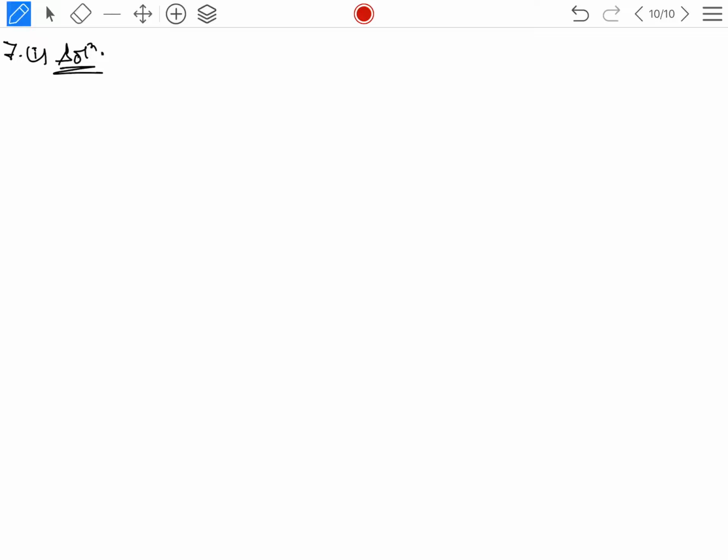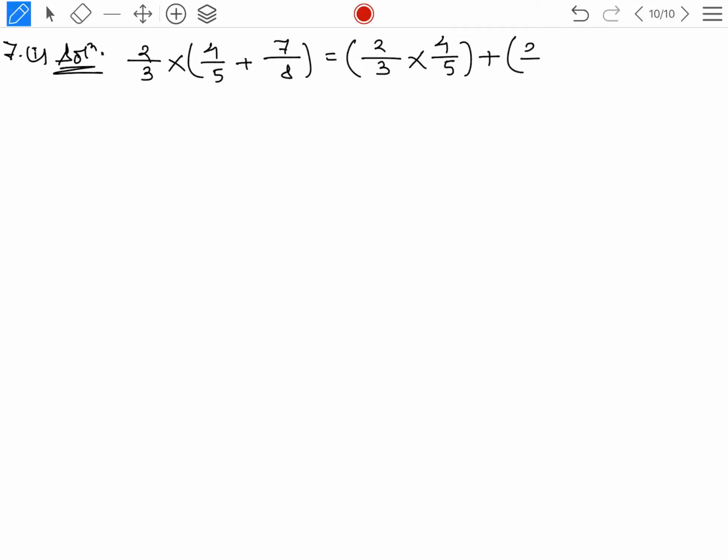Okay, so it is given 2 by 3 into 4 by 5 plus 7 by 8 equal to 2 by 3 into 4 by 5 plus 2 by 3 into 7 by 8. Okay, this one I am solving. The second one you will solve. So left hand side, let us see. Left hand side it is given 2 by 3 into 4 by 5 plus 7 by 8.